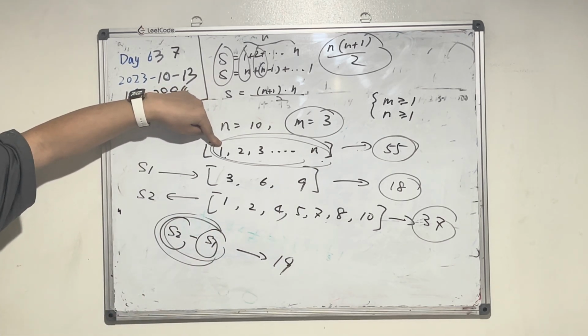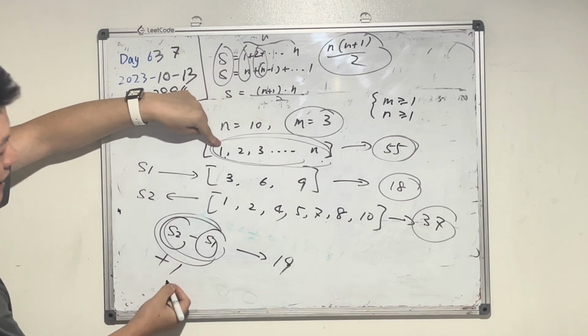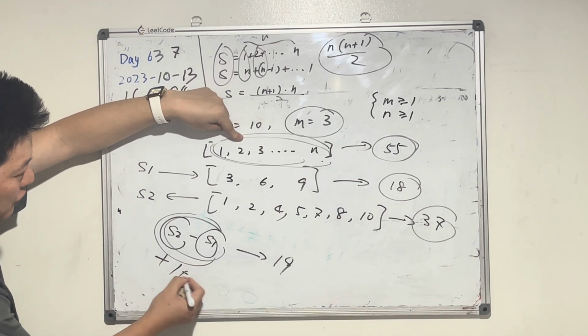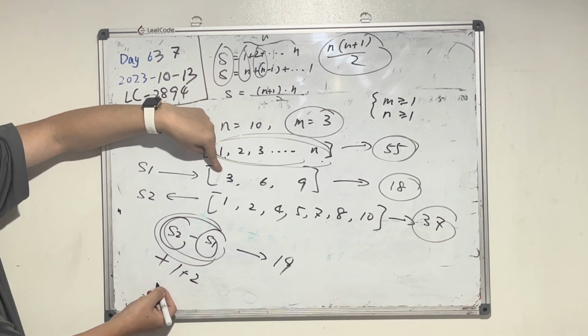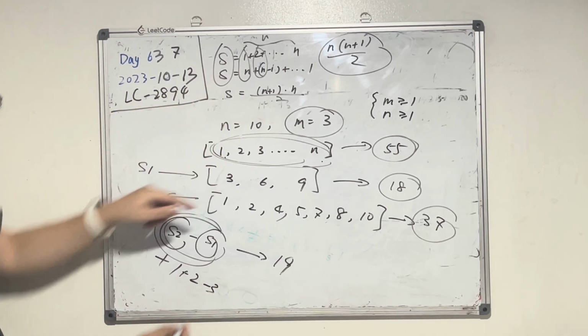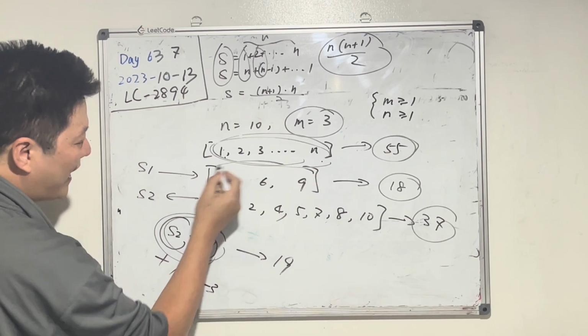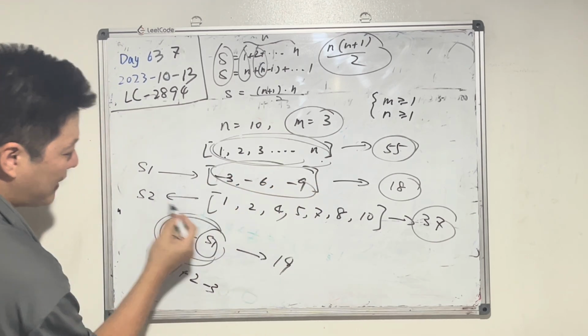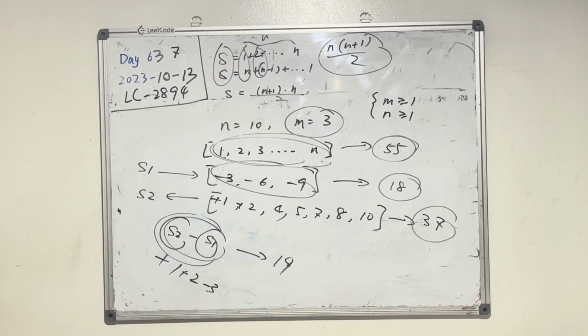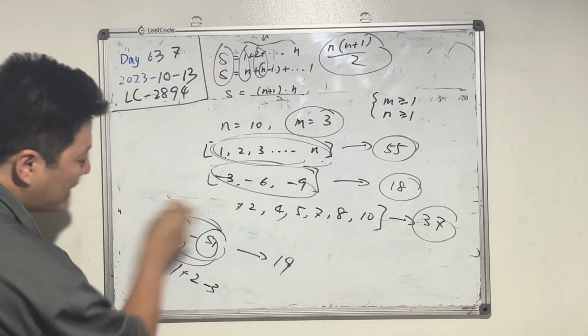Okay, so 1 is S2, so we plus 1. 2 is S2, so plus 2. 3 is S1, then we minus 3. So basically we go through each number, and S1 we just minus here, and S2 we just plus here. We can go through that, right? Yeah? Okay, so that's very good.